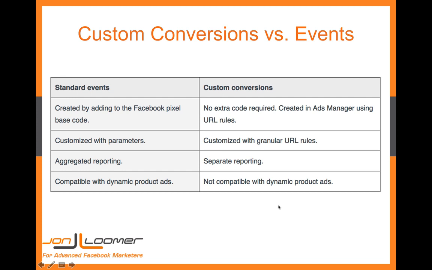So Facebook provided this quick comparison between the two. We've covered some of this already, but with standard events, it's created by adding to the Facebook pixel base code, whereas with custom conversions, there's no extra code required. Standard events is customized with parameters, basically variables, whereas with custom conversions, it's just a matter of using granular URL rules. And you get reporting in both cases, but for standard events, it's aggregated reporting, and for custom conversions, it's separate reporting. And then events are compatible with dynamic ads, whereas if you want to run dynamic ads, you can't do that just with custom conversions.